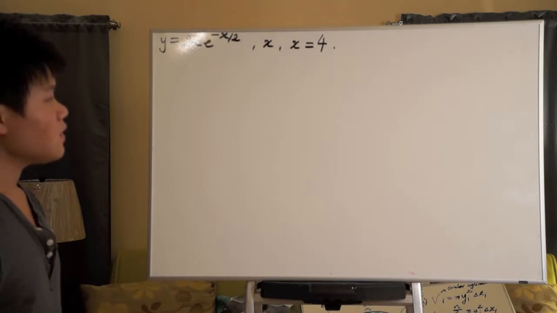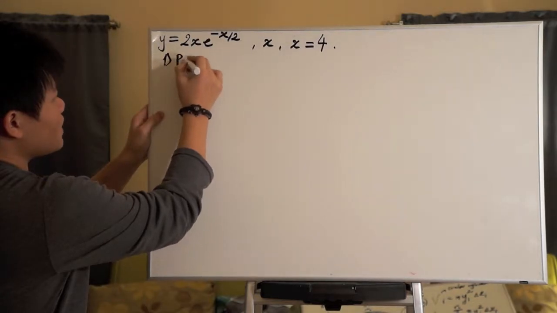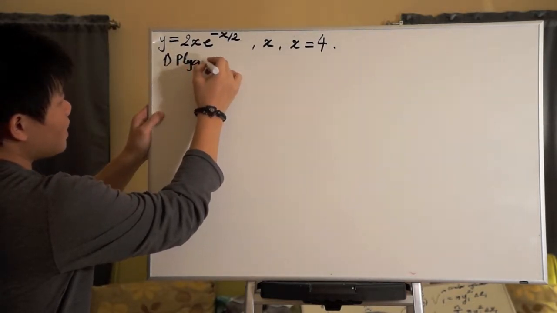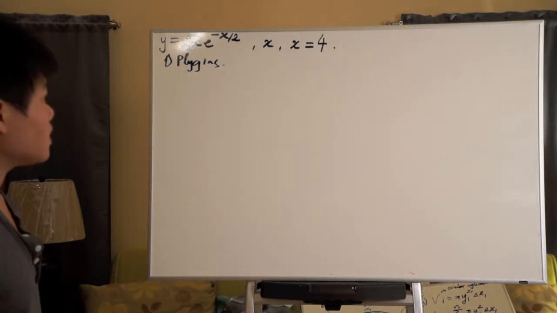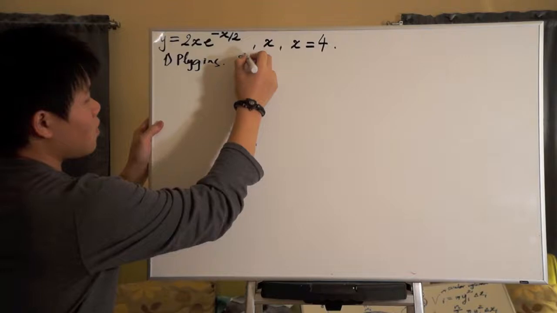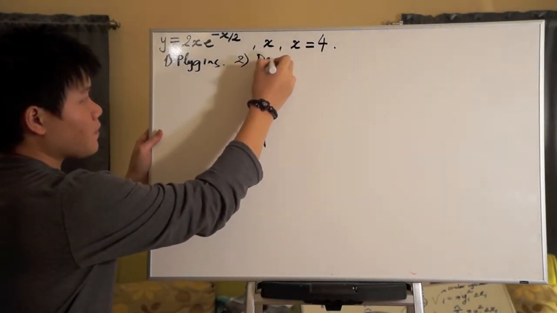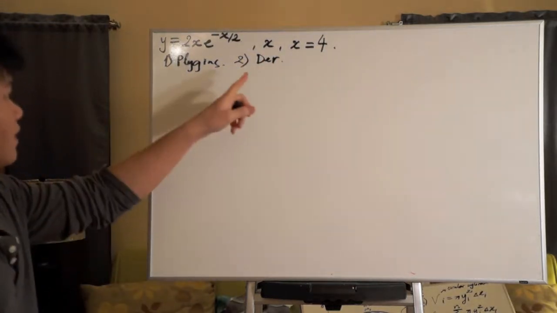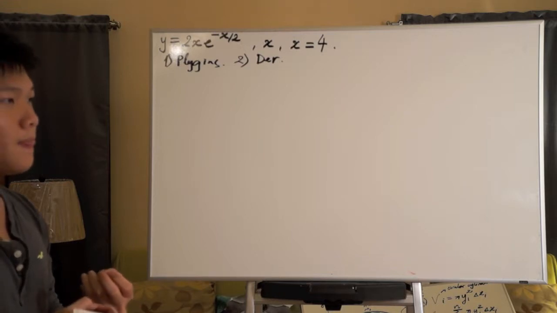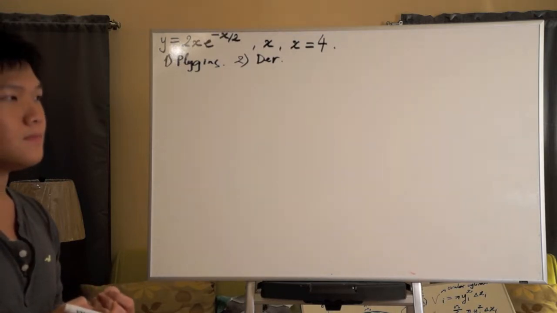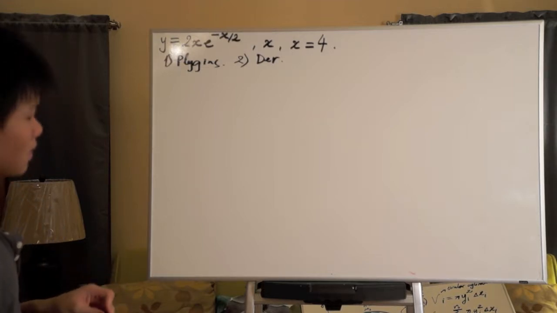There are two ways. The first way is that you can plug in points, right? You can do that. Or the second way, which is more intuitive, is that you can find the derivative. When you find the derivative of this curve and see how it behaves, it gives you a better, more general picture of the graph.